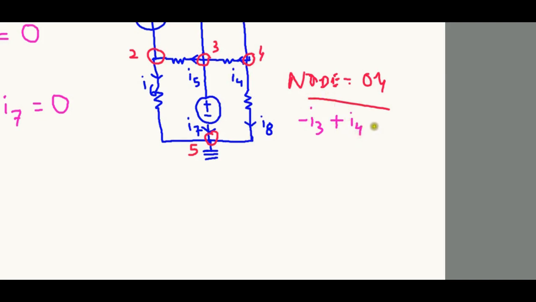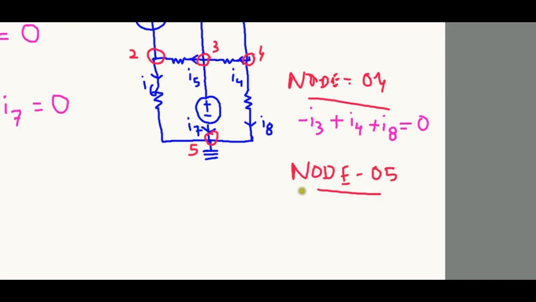I4, and then we have I8 as the one leaving, so that is going to be positive. All of this is eventually going to sum to 0. Next in line, we have the last node of this circuit, that is node 5. And for node 5, we have a simple equation.